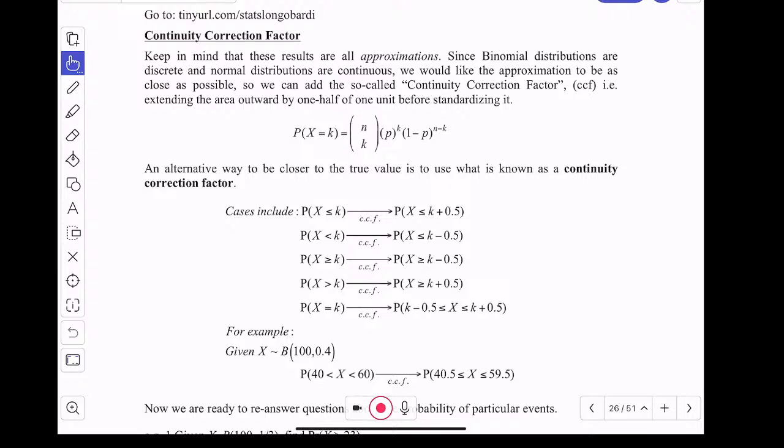One moment. Sorry, I recently got contacts and I have to remember not to touch my eyes because I move them around. All right.